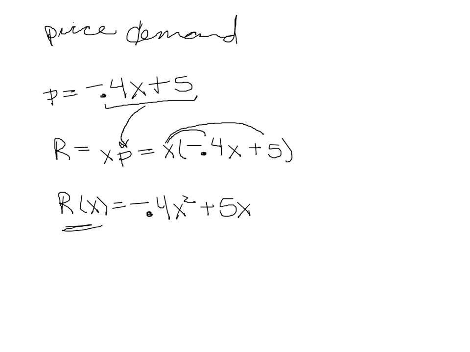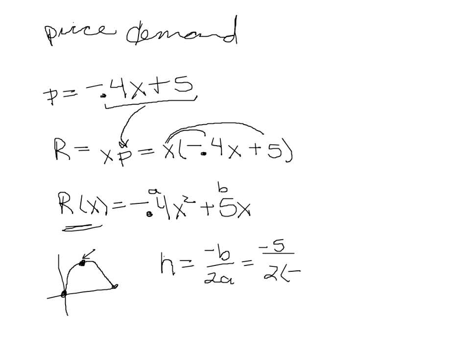Okay, the next question is, what is the maximum revenue and the number of Wacky Wings that will be sold? So this is a revenue function. It's a quadratic revenue function. So my maximum revenue occurs at the vertex. This is in general form. So my vertex is at (h, k), where h equals minus b over 2a. So there's a and b. So that's going to be minus 5 over 2 times minus 0.4.